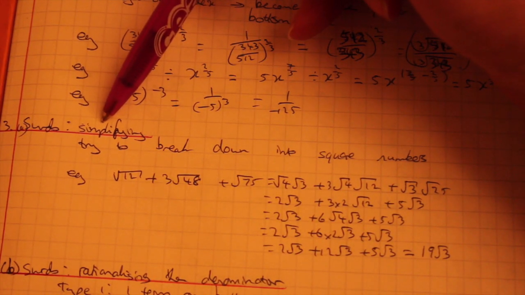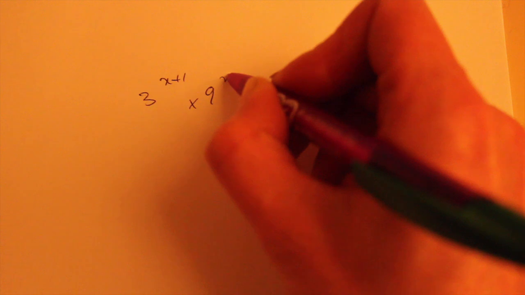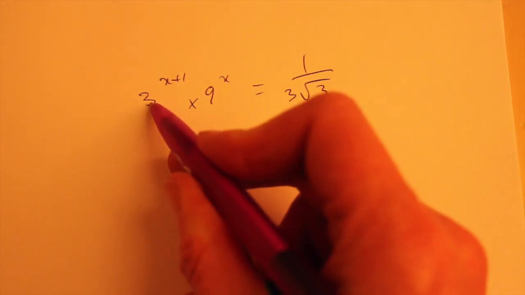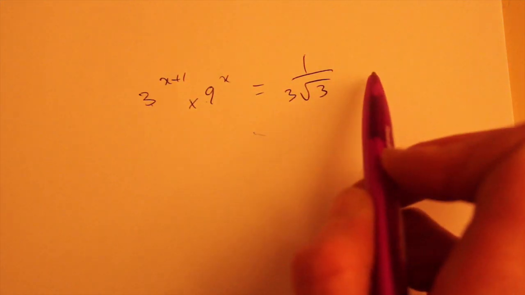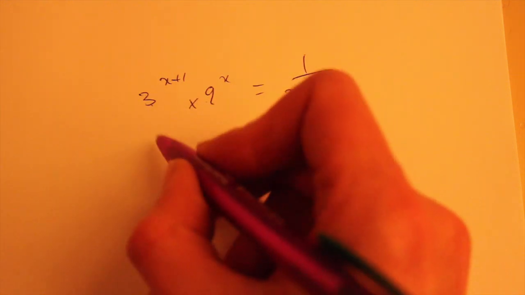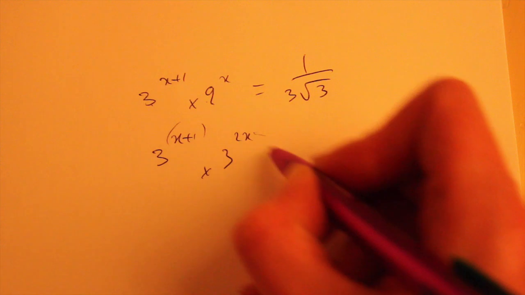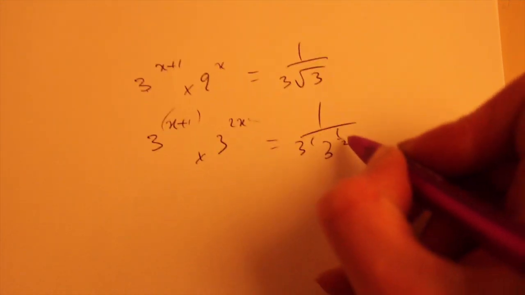Before we go on to surds, I think I should do a few exam questions on indices. The question I'm going to look at is from June 13, question 5b, and it's 3 to the x plus 1 times 9 to the x equals 1 over 3 root 3. You want all the numbers to be the power of 3, so you want 3 to the power of something equals 3 to the power of something. So first of all, write that 9 is 3 squared, so 3 to the x add 1 times 3 squared x equals 1 over 3 to the power of 1 and 3 to the power of a half.